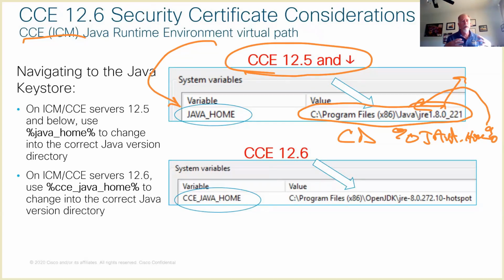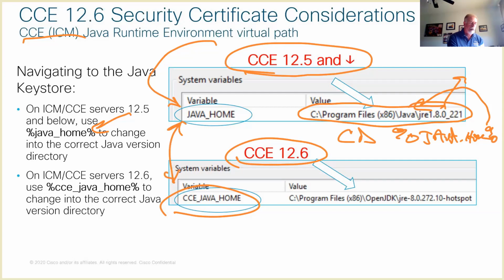Remember, your Java Keystore is the place where your security certificates are administered from. We'll show you that here in a second with this utility called the keytool utility. So in 12.5 and below, we use this Java home variable to change into the correct Java version folder directory. When you get to 12.6, the 12.6 installer puts a new version of Java on there. And now you've got a new system variable that only shows up on your 12.6 servers named CCE Java Home. And basically that difference of this folder location is what this whole conversation comes down to.